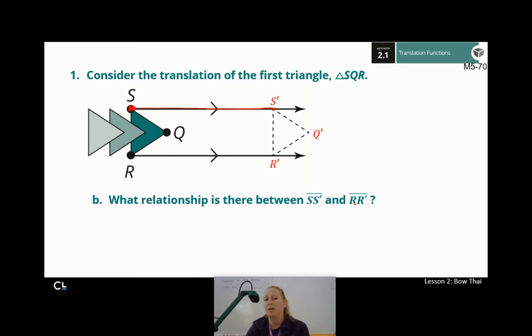So remember, we name segments by their endpoints. So I'm going to start at R, and the segment goes down until we get to R prime. How are those two line segments related? Hit pause, jot down your thoughts, hit play to keep going.